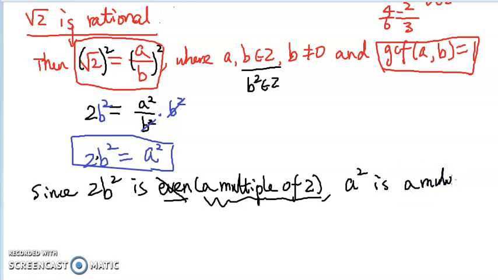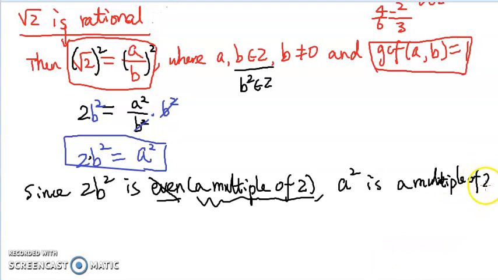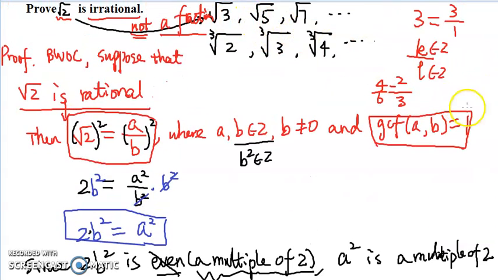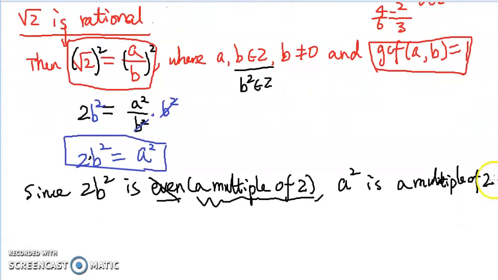Again, in this case, yes, you can call it even, but I want to make it an example that you can follow to do the other questions. Like if you want to prove square root of 3, square root of 5, square root of 7, because you won't get 2 there. All you have to say is, if it's 3 here, you just say a multiple of 3. If it's 5 here, you just say a multiple of 5, and so on.